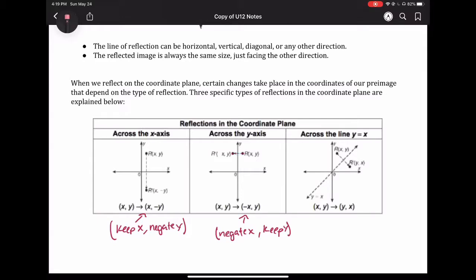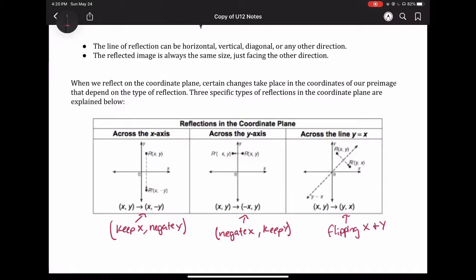Last but not least, we have across the line y equals x. So this is an angled line that we're reflecting over, and we're crossing over this reflection line, the line of reflection. If we look at the coordinate points, we have (x, y) becomes (y, x). So what's happening here is you are flipping x and y. Those are the 3 different types of reflections and how you solve for them.